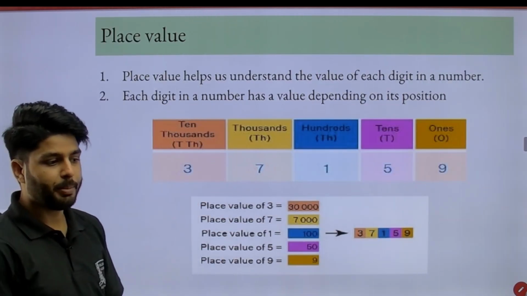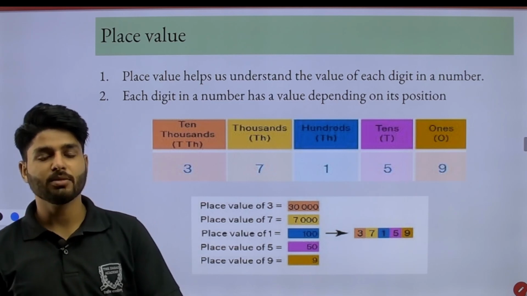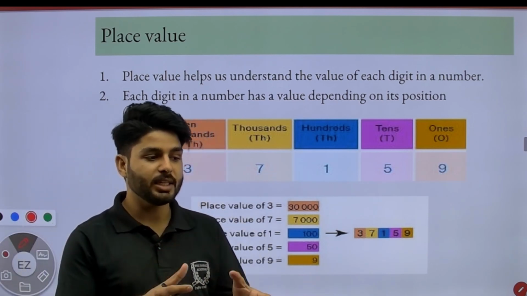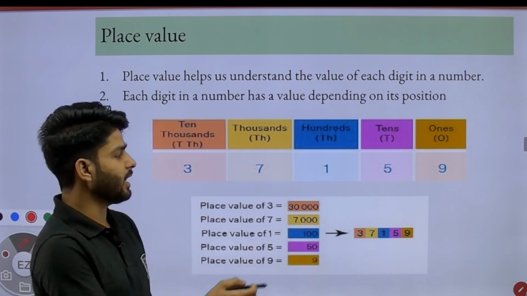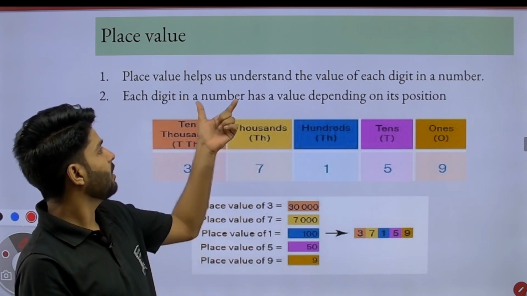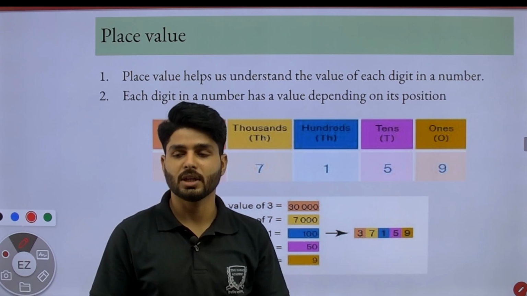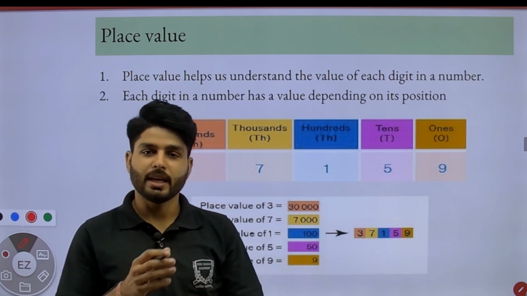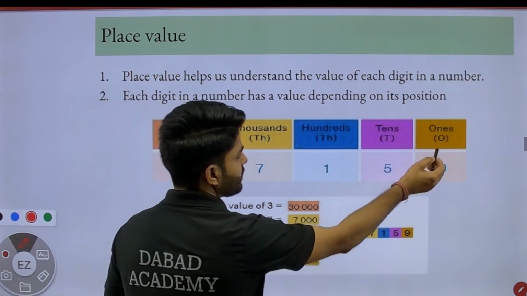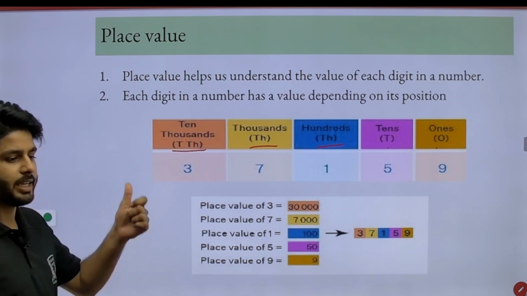Now we have place value, but first we need to understand what place value is. Place value helps us to understand the value of each digit in a number. It means the value of every digit according to its place; this is what we understand in place value. Each digit in a number has a value depending on its position. It means every digit's value changes according to its position. We already know that first we have ones, then tens, then 100, then 1000, then 10,000, then lakh, then 10 lakh, and so on.